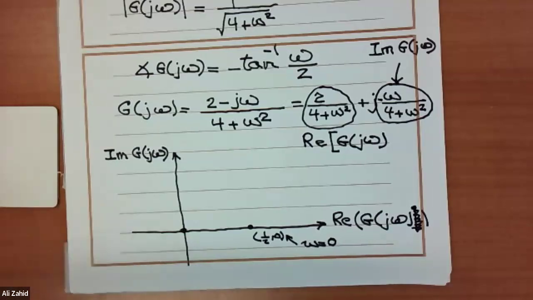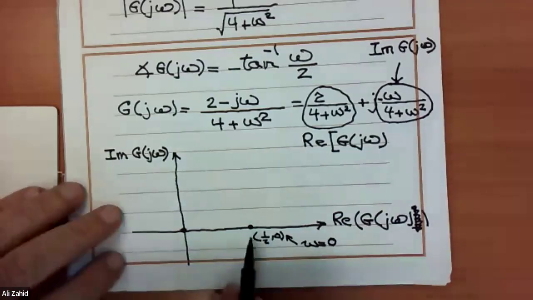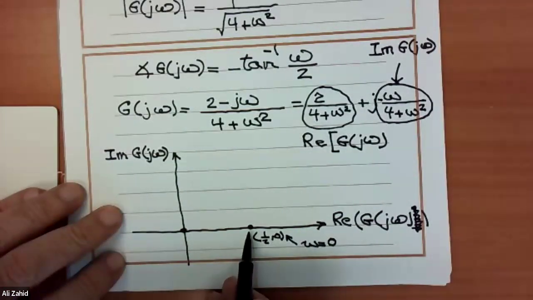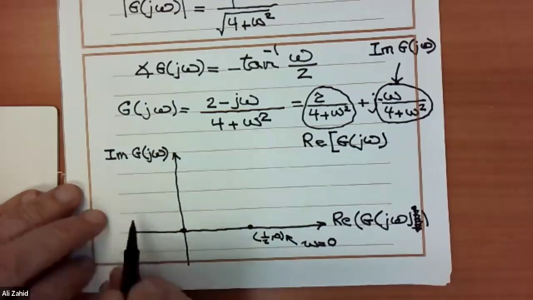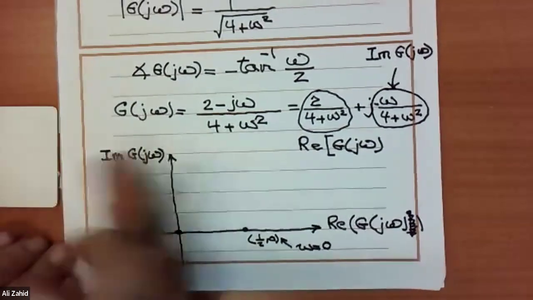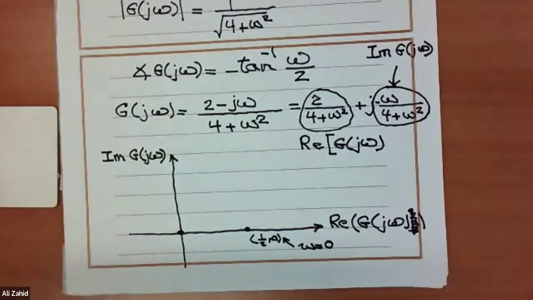2/5. Omega equal to 2. 1/3. Well, my point is the following. Will the real part become negative or always positive? Always positive. Always positive, which means what? This curve, when it goes from omega equal to 0 to omega equal to infinity, will never get to this side. Did you get it?